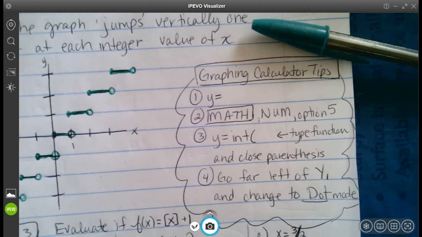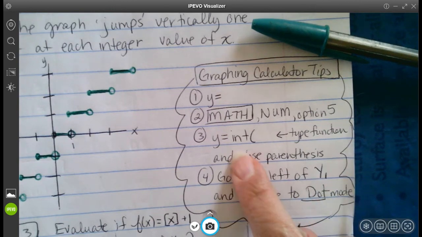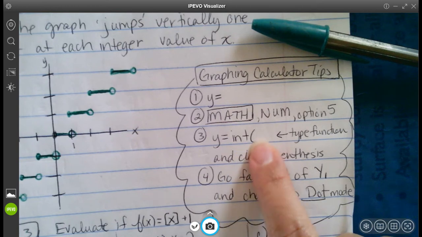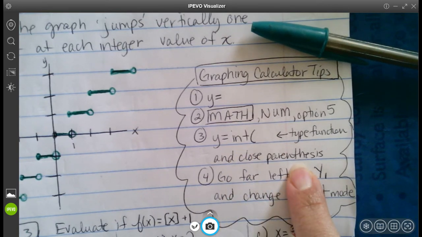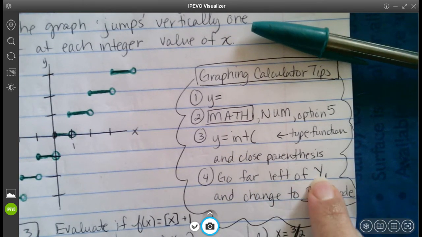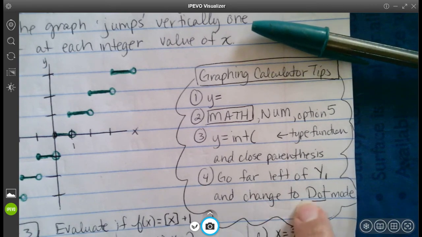Okay, so here are the steps. We're going to go ahead and do Y=, then MATH. There's a math button, option 5, and then you're going to see this pop up. You type in the function, close the parentheses. You have to change this little mode on the side to dot mode.